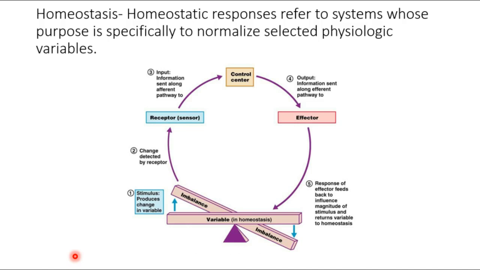So if they do start to get out of whack, if your body temperature is too high, you'll have a receptor to detect that elevated temperature. You will send that information to a control center, probably your brain. Your brain will send out via an effector a response to that stimuli, like to your sweat glands, and then you will sweat, and that should help cool you down and return you to homeostasis. All review? Good.